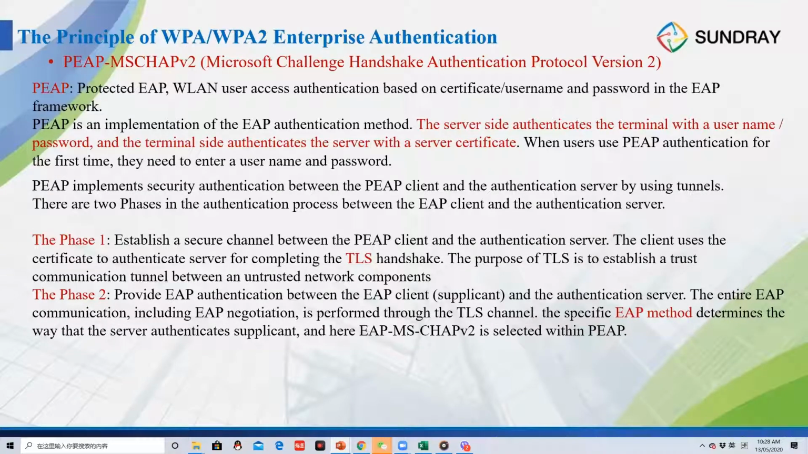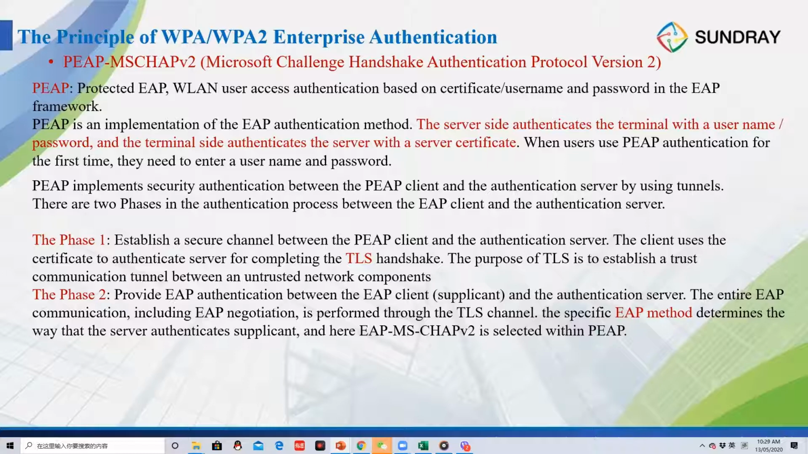The process of the PEAP. PEAP with MSCHAPv2 has two phases. Actually, it's even for EAP-TLS. It also has two phases. Phase one is to establish a secure channel between the PEAP client, that means the supplicant, our phones, and the authentication server. They will build up the secure channel between these phones, laptops, and the server.